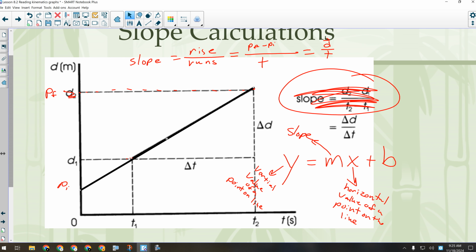Anybody know what b is? This is b right here. b is what we call the y-intercept. The y-intercept is basically our initial y value. It is the value of y at the beginning of the graph when x is 0.